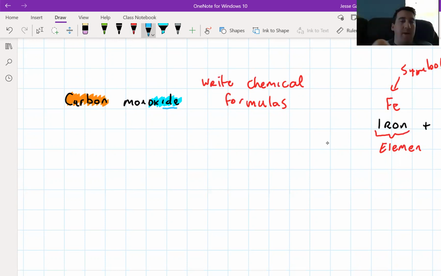The last piece of information that's here is this word mon. Now, this word mon means one. So in chemistry, we use mon to mean one. So what does this actually mean, this name here? What does this actually tell us? Well, this name tells us that we have one carbon atom, and then this here says one oxide, so one oxygen atom.